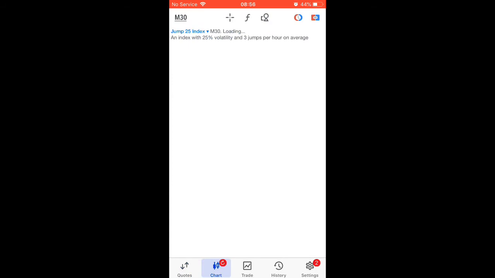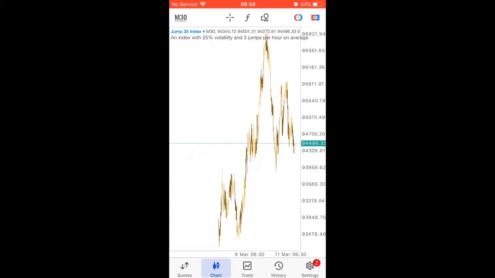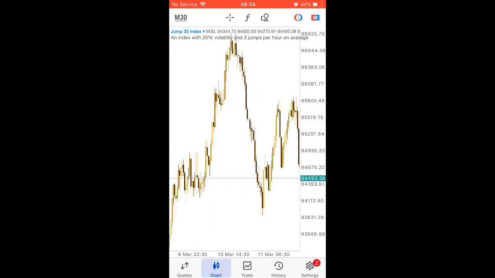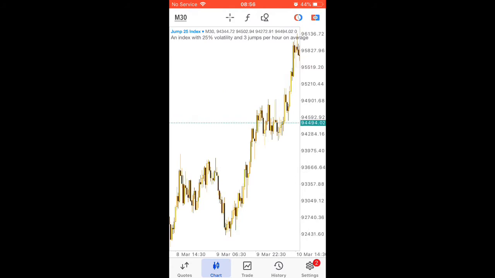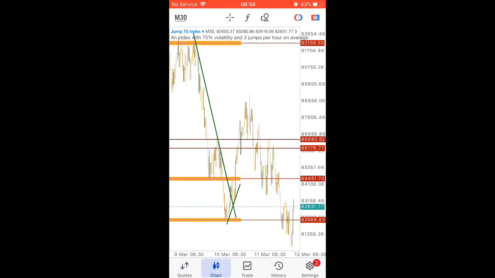I've actually reviewed this. I don't really trade on my phone, so all my analysis is not really shown here. I have all my analysis on my laptop, but I'm just showing you guys the new indices. An index with 25% volatility and 3 jumps per hour on average. My favorite right now is jump 10, jump 75, and jump 100. Jump 75 just because it's just like V75.